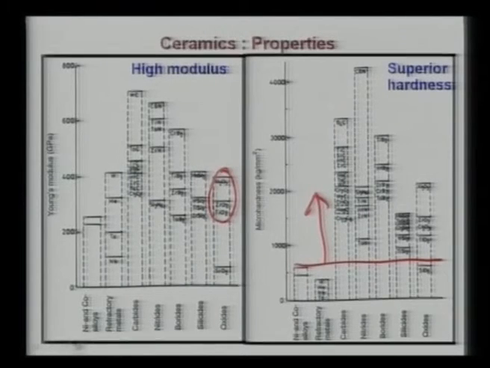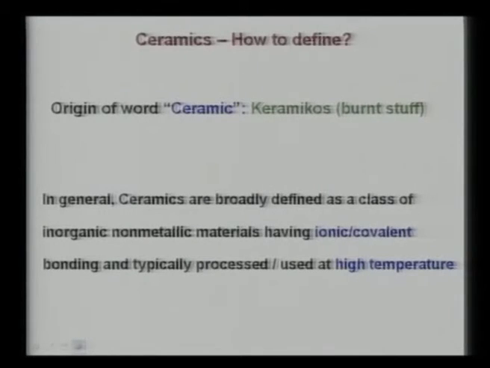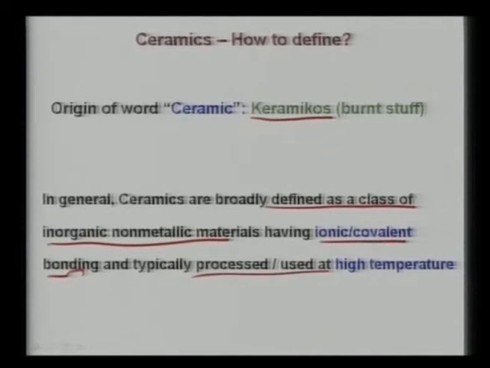Now the word ceramic is derived from the Greek word keramikos, meaning burnt stuff, and ceramics are broadly defined as a class of inorganic non-metallic materials having ionic or covalent bonds and typically processed or used at high temperature. This is the formal definition of ceramic based materials. That means it is a purely inorganic material with ionic or covalent bonding, and they are typically used or processed at high temperature.